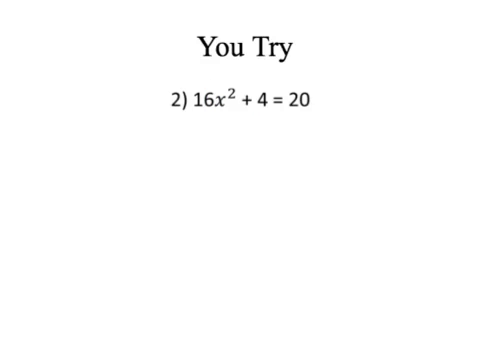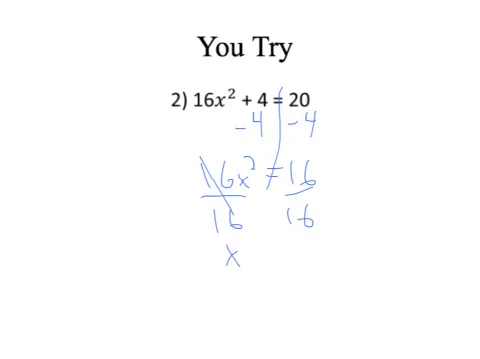Go ahead and pause and do the second you try. A little more work involved in this one. You want to get x squared by itself, so first subtract 4 from both sides. Gives you 16x squared equals 16. Divide by 16. x squared would equal 1. 16 divided by 16 is 1. Take the square root of both sides. Square root of x squared is x. The square root of 1 is positive and negative 1.